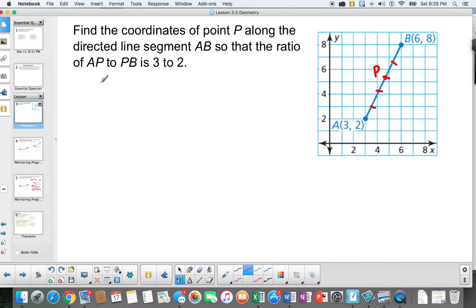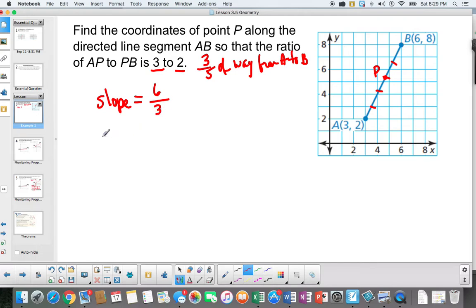Let's first state that what we're looking for is 3/5 of the way from A to B. Because there were 5 parts altogether, we want to go 3 of those 5 parts. So we're going to use slope to help us. Slope is rise, which happens to be 6, and run, which happens to be 3.